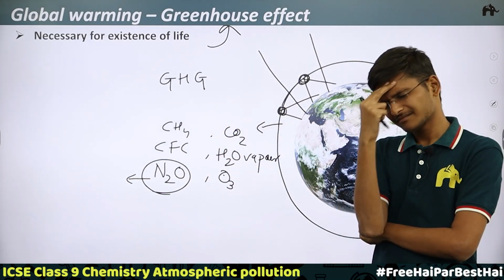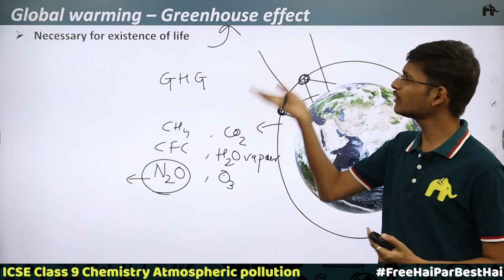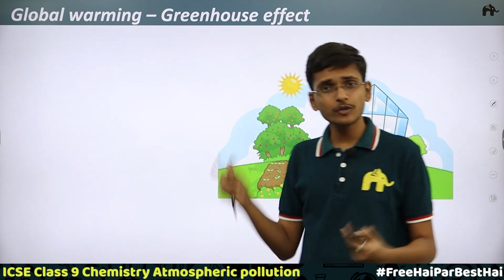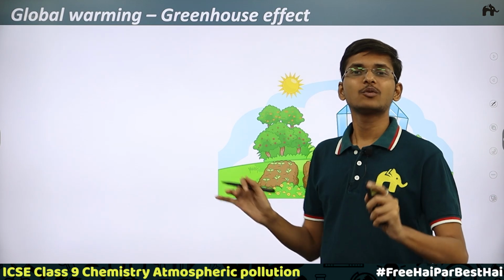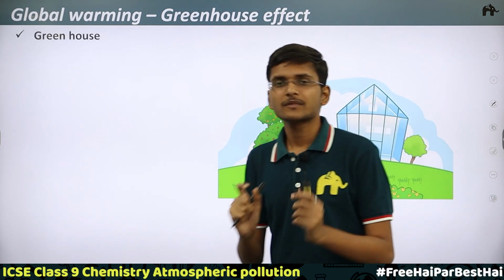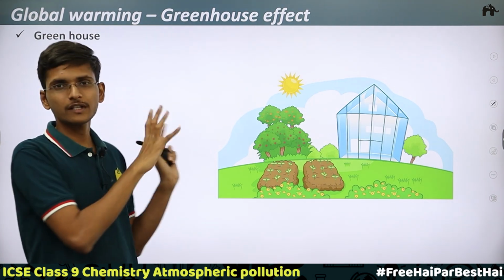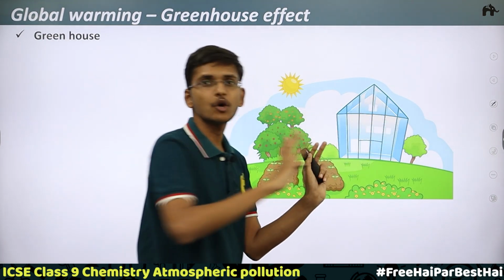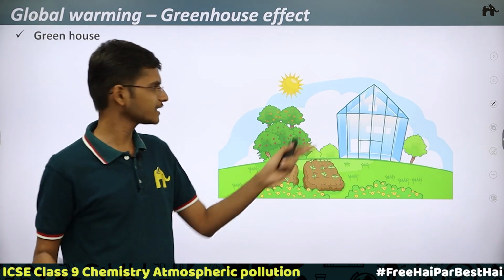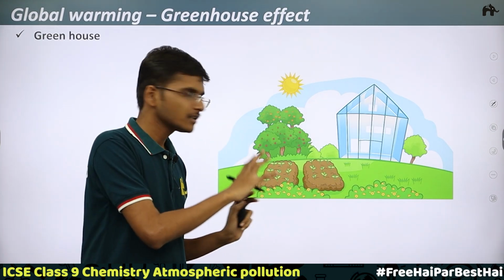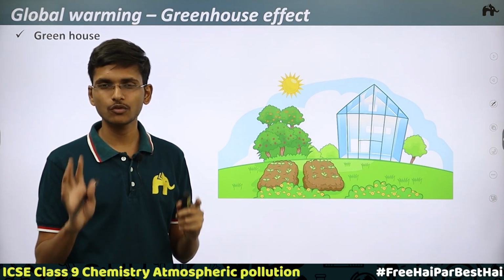Now you would be thinking, why this term greenhouse? Why is the effect called greenhouse? So this word greenhouse is derived from actual greenhouses, which humans build. And what are these greenhouses like? These are houses made up of glass. The walls are made up of glass, the roofs are made up of glass, like this. And these are built in places where the climatic conditions are quite cold.